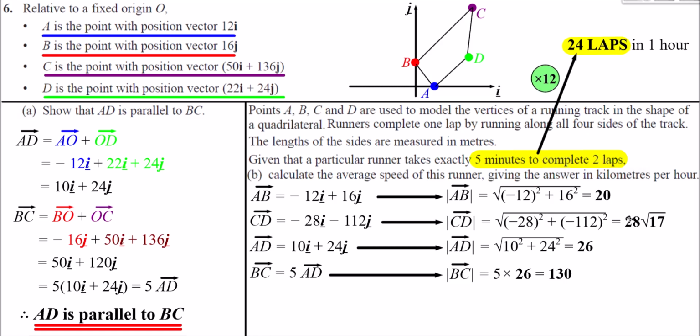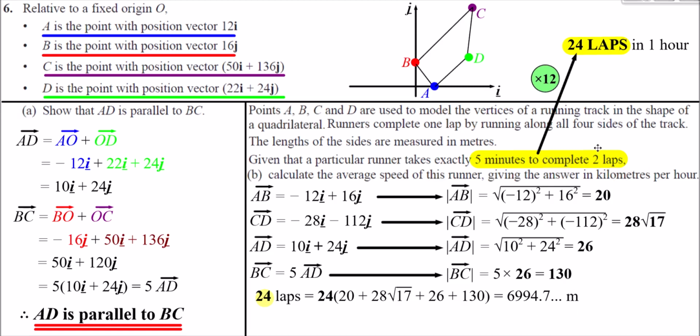So if I add these figures together, this will tell me the length of 1 lap. But in 1 hour, the distance travelled would be 24 laps. So 24 laps will be 24 multiplied by 20 plus 28 root 17 plus 26 plus 130. If you try that, you will see that this runner in a full hour would be able to cover 6,994 point something metres.